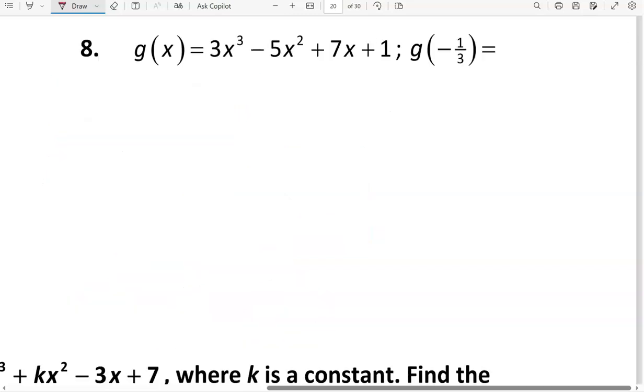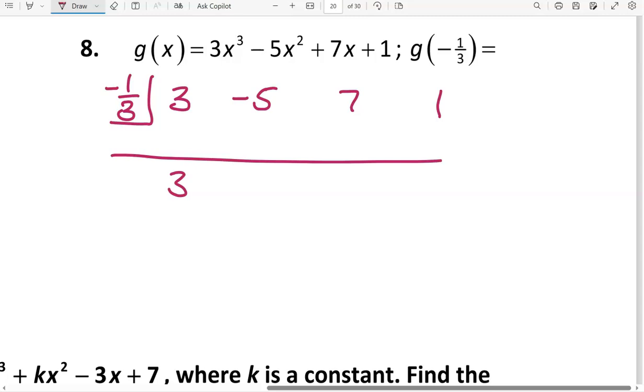In number 8, finding the remainder when dividing by x plus a third is the same as finding g of negative 1/3. So a negative 1/3 goes in the box. The coefficients of g of x go next to it: 3x cubed minus 5x squared plus 7x plus 1.